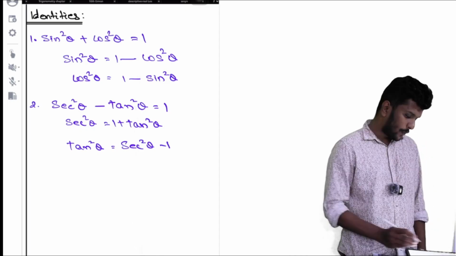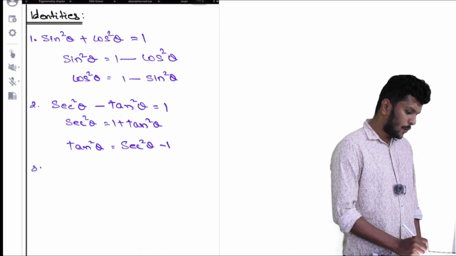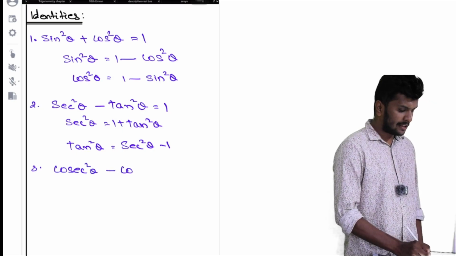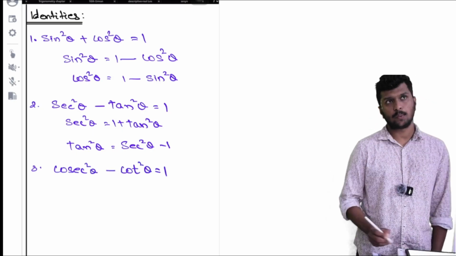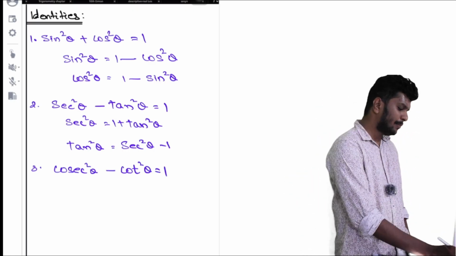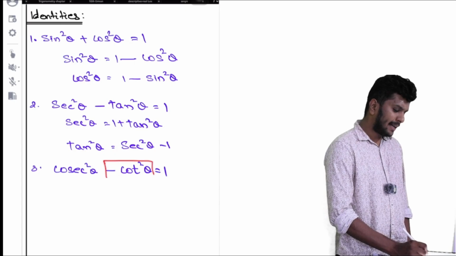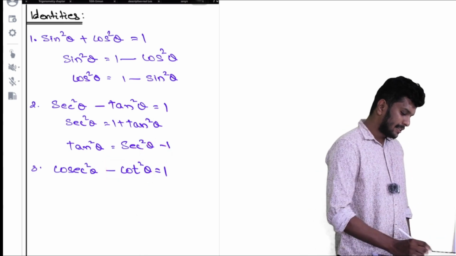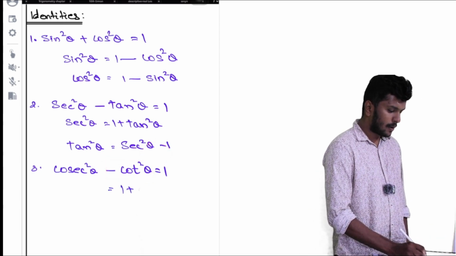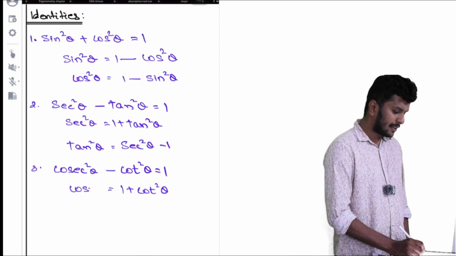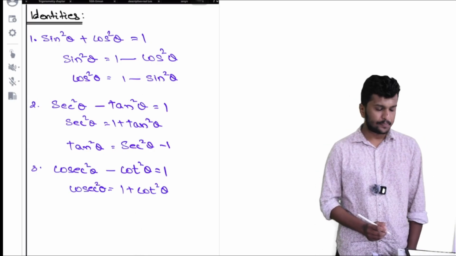Now what do we have? One more identity. What is it? Cosec square theta minus cot square theta equals 1. The same step we did in the before identity. Minus cot square theta, when you shift, what does it become? Minus cot square theta becomes plus cot square theta. So that is equal to 1 plus cot square theta, where cosec square theta remains same.